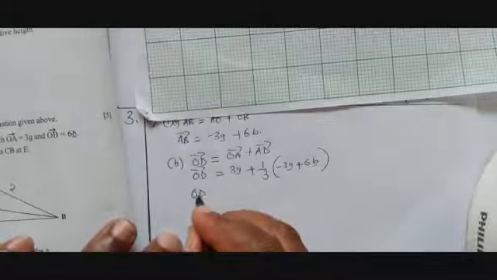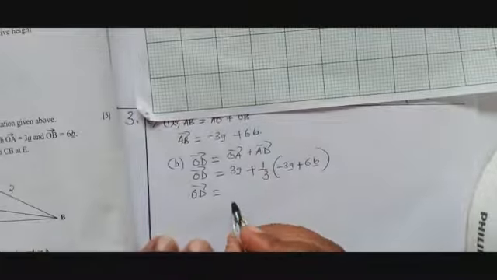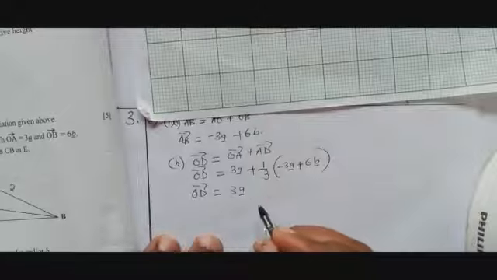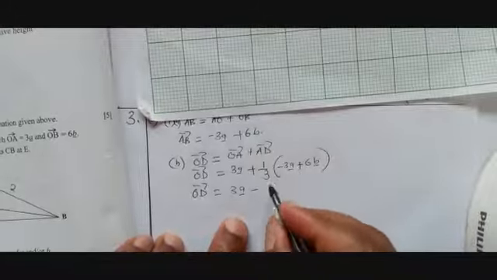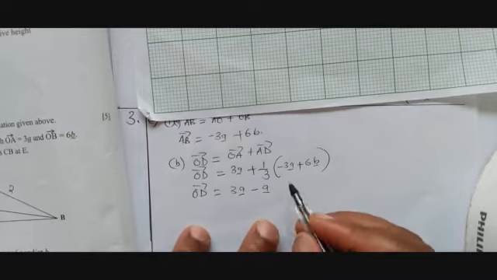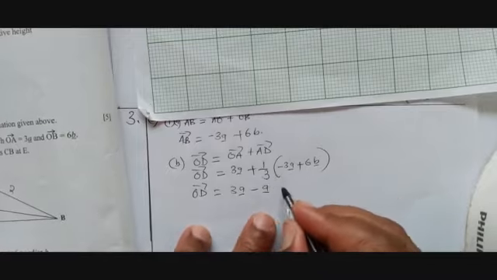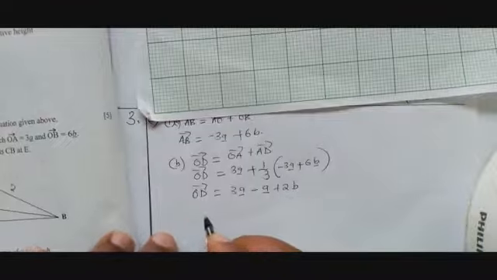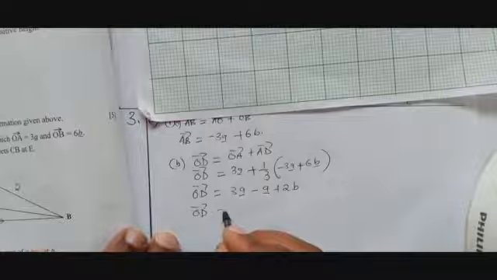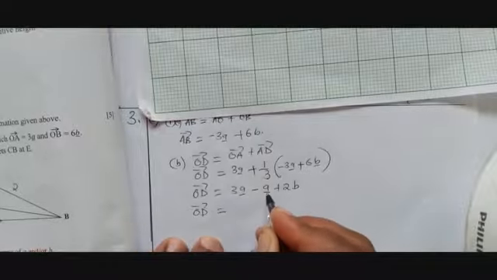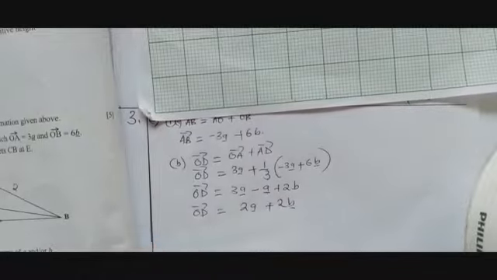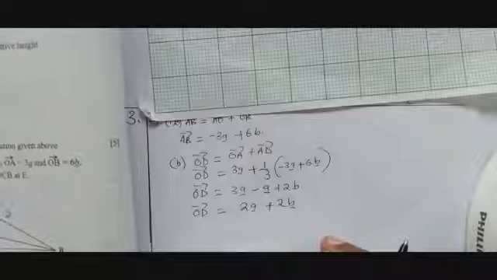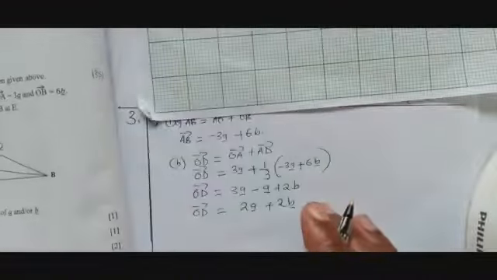So our OD, when simplified, will produce the following result. 3A minus this and that will cancel. You have got A, all right? 3 into 6 is 2, so plus 2B. So our OD will be 3A minus A is 2A plus 2B. That is our answer, all right? This is our answer.